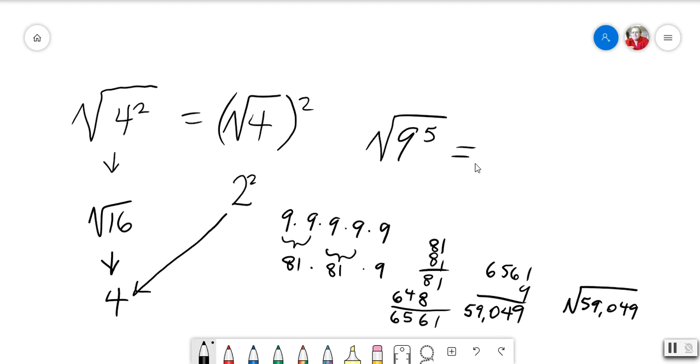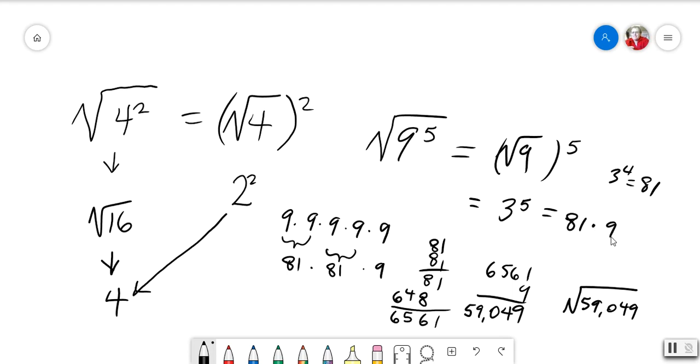But if you just do this and rewrite that as the square root of 9 quantity to the 5th, then you have 3 to the 5th. That's not too hard to do. 3 to the 4th is 81. I know that from memory. So the 5th, you just multiply by 3 one more time. 243, which would also be the square root of 59,049. But it's so much easier if you do it this way. And you would avoid even having to use the calculator if you didn't want to do that.